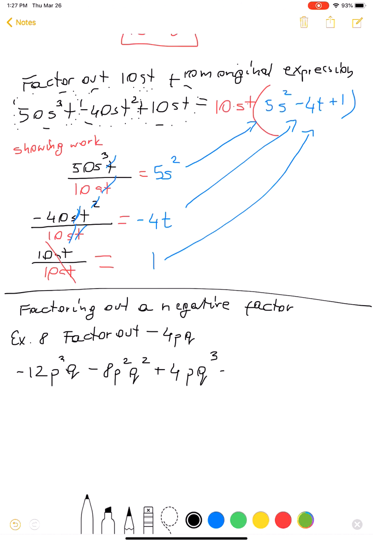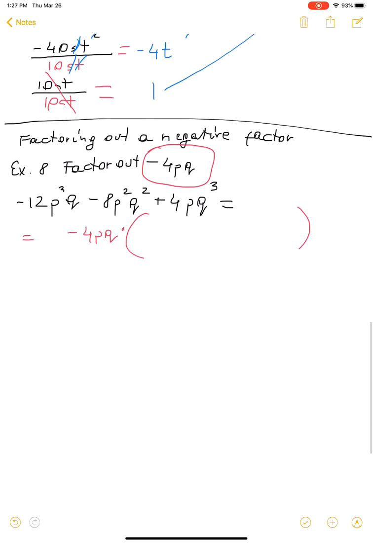Okay, so what they want you to do, they want you to factor, and they're telling you what your GCF is, negative 4PQ. So negative 4PQ goes outside of the parenthesis. Let's just move that. That will give us negative 4PQ. Okay, that will go in front of the parenthesis, and we'll have to fill up the parenthesis. So let's show work for that.